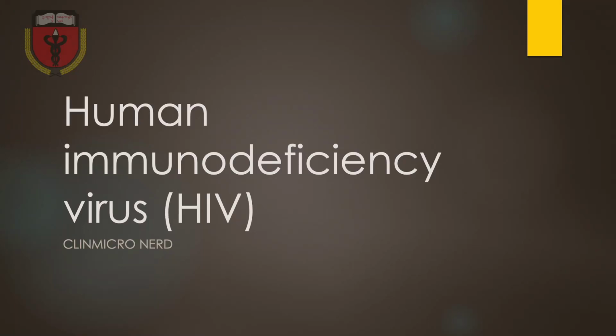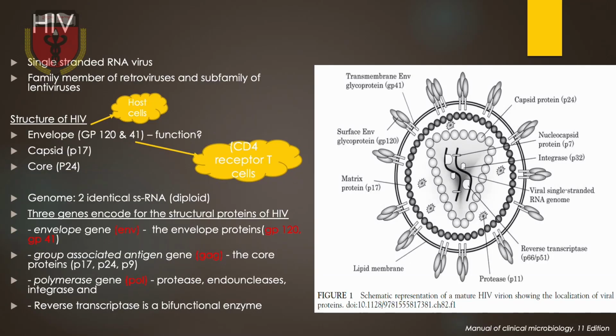So let's talk about HIV, human immunodeficiency virus. So today is the HIV lecture. So what is HIV? HIV is a single-stranded RNA virus. Usually RNA is a single strand, and HIV is basically a single-stranded RNA virus.